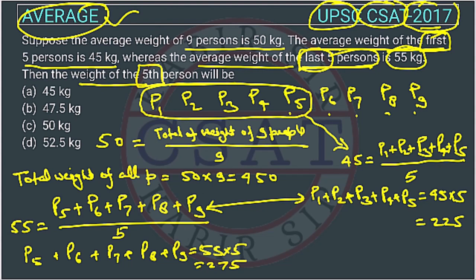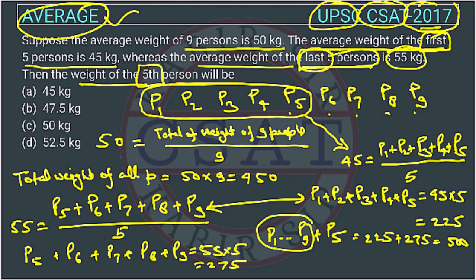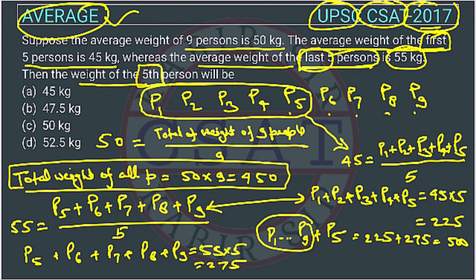So we can write it like this: it will be equal to the total weight of all persons P1 to P9 plus we have one P5 extra because there will be 2 P5 here. So it will be 225 plus 275. So it will be equal to 500. We know this thing from here, we have calculated it: total weight of all people, right? So this is 450 plus P5 is equal to 500.